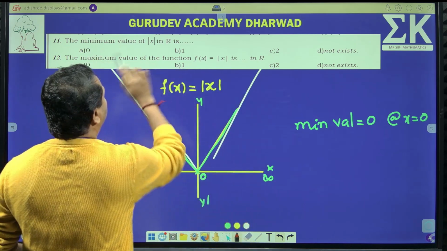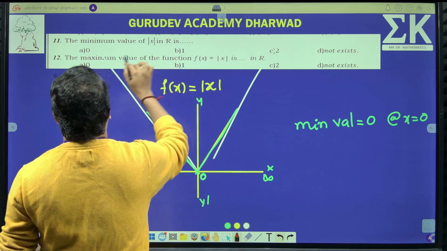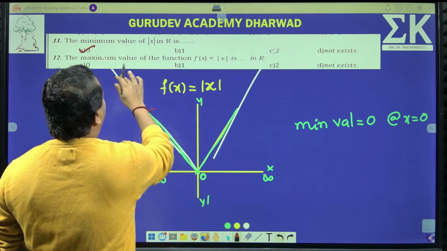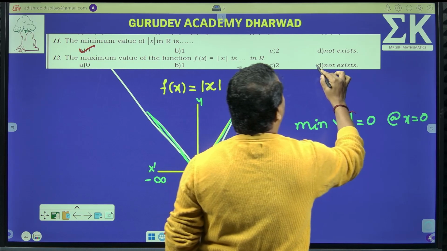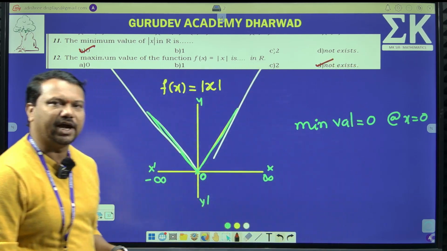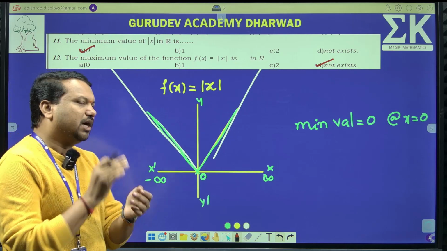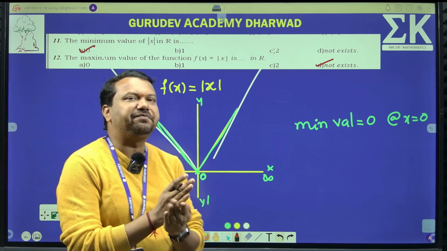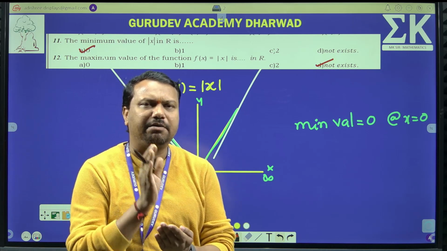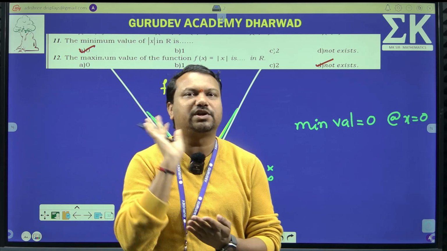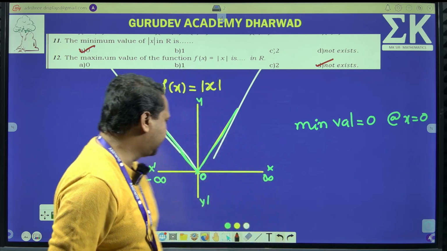The minimum value of this function on the set of all real numbers is 0. The maximum value of the function does not exist. Done. This is by the definition of the modulus function. A student can answer this question if and only if he has a complete idea of the graph of this modulus function. Clear? Done. Let's go for the next one.